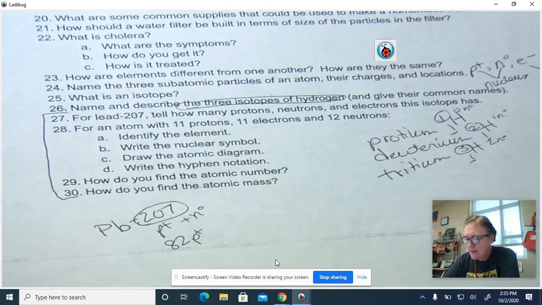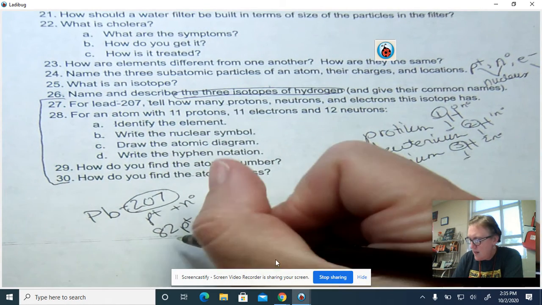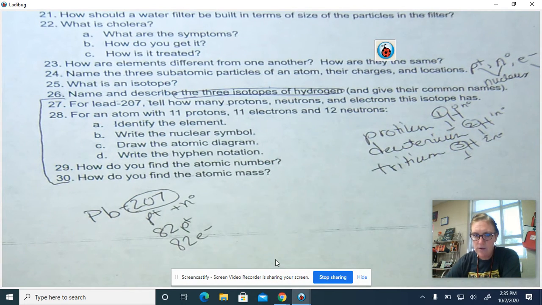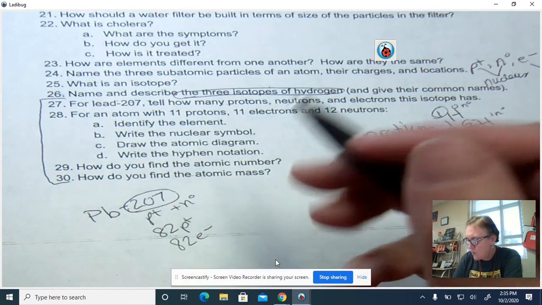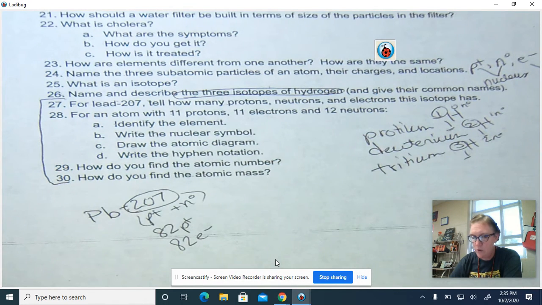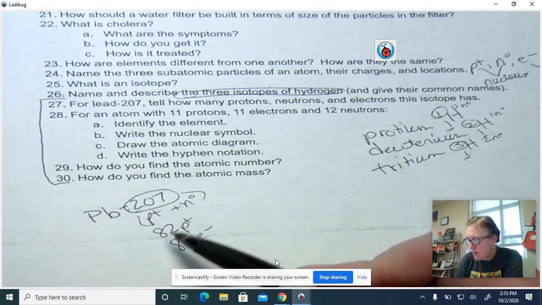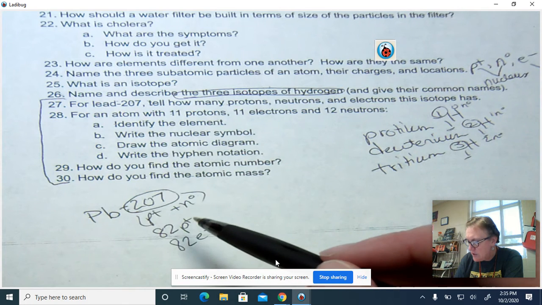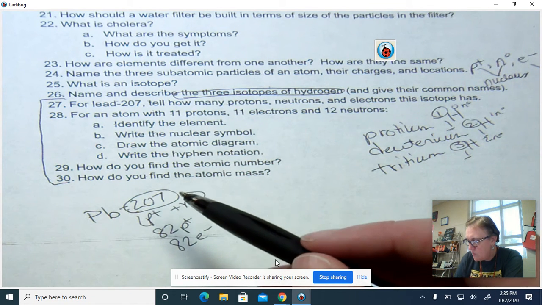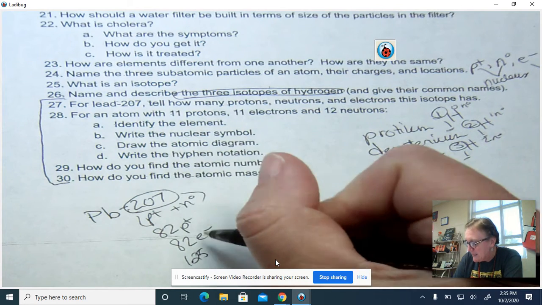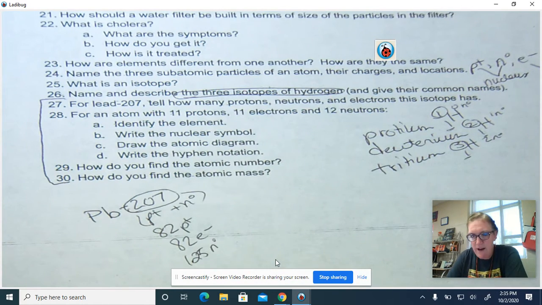And if we know it has 82 pluses, what else do we know? 82 minuses, 82 electrons. So how do you get your neutron number then? Well, if 207 comes from protons plus neutrons, you just take 207 minus the proton number. So 207 minus 82, what is that? Is that 125? I hope. Okay, so 125, if my math is right. Anyways, so 125 is the number of neutrons. So there's your particle count.